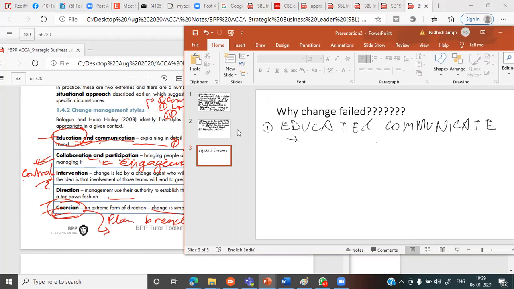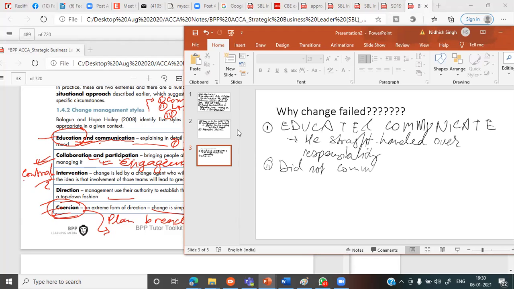So educate and communicate. What he did is he straight away handed over the responsibility. Did not communicate his vision. People did not believe why it is being done, right? For any change to happen, shouldn't people know why it is being done?